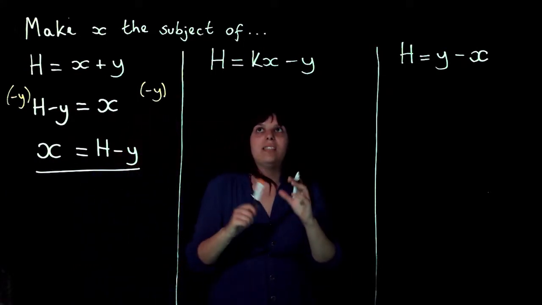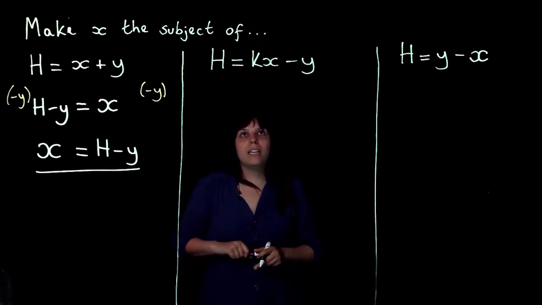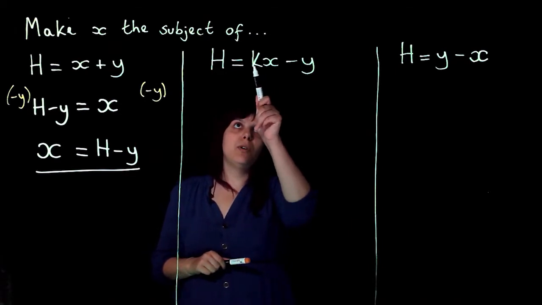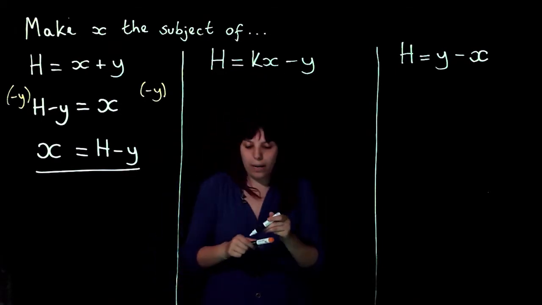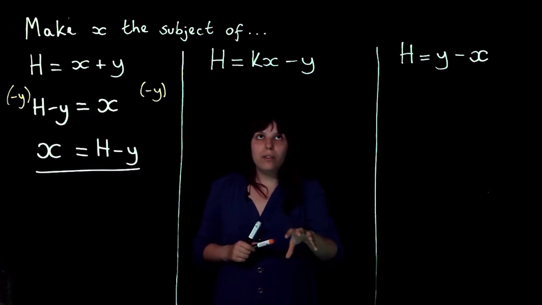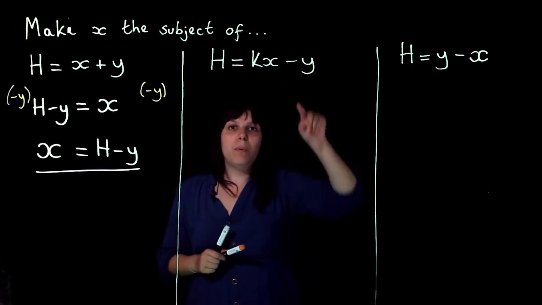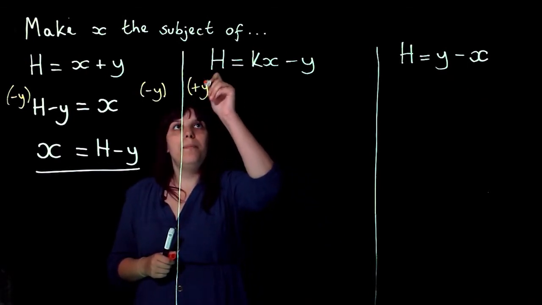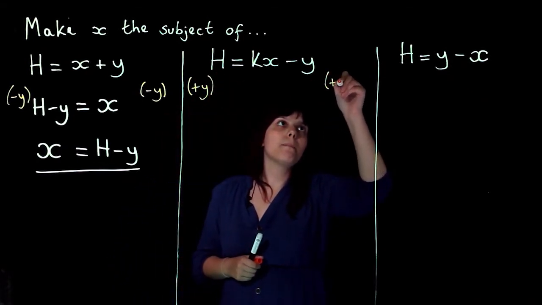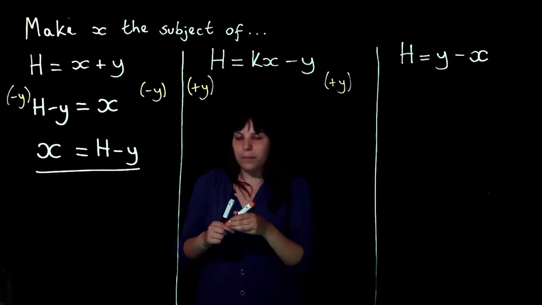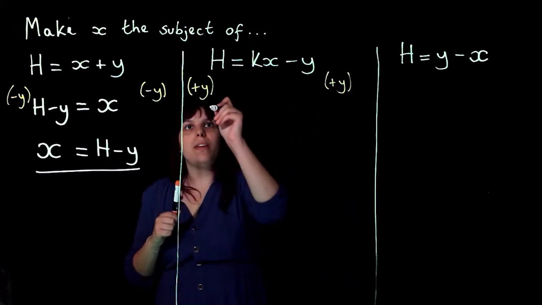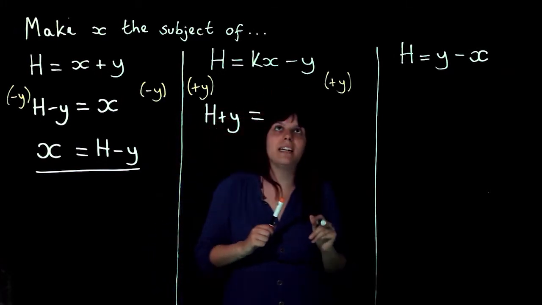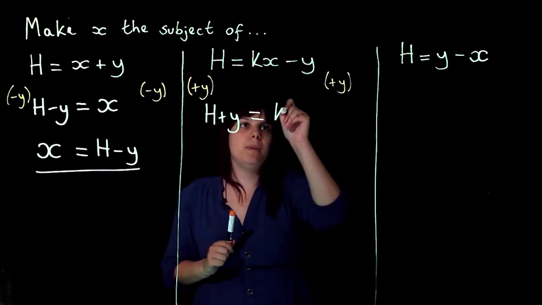Now if we move to this example, h equals kx minus y. What I'm doing to x here is multiplying it by k and then taking y away. And again, I want to get x on its own. So I need to get rid of this minus y first. To get rid of minus y, I add y, and I do that to both sides. So on this side, I end up with h plus y. And on this side, kx minus y plus y is just going to be kx.